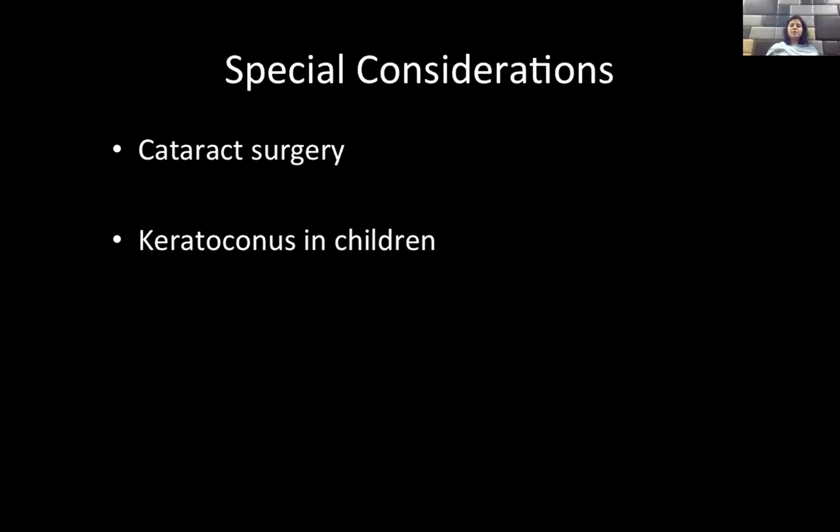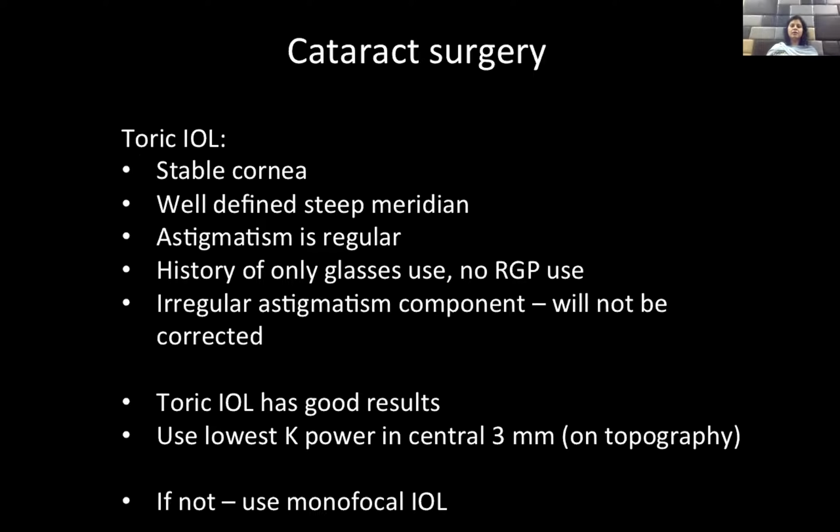So let's look at some special considerations. Cataract surgery: you may have a patient who comes to OPD who has cataract and you incidentally also detect keratoconus. So you would think, okay, a toric IOL can be put because there's a lot of cylinder, but you have to note to use a toric IOL only if it is a stable cornea with a very well-defined steep meridian. The astigmatism is regular. You can also take a history that the patient had a history only of glasses used. There was no need of a rigid contact lens.